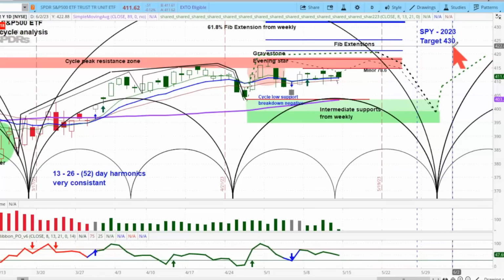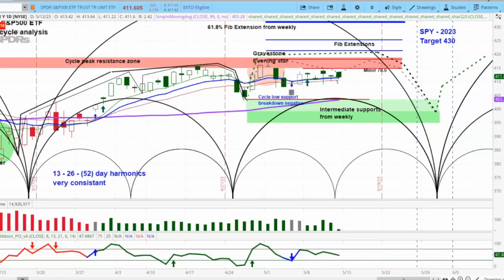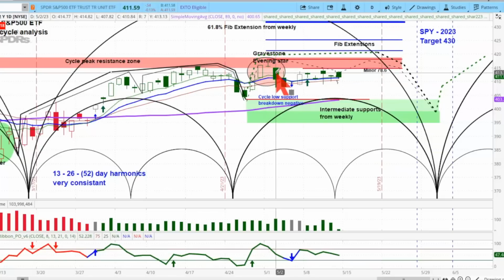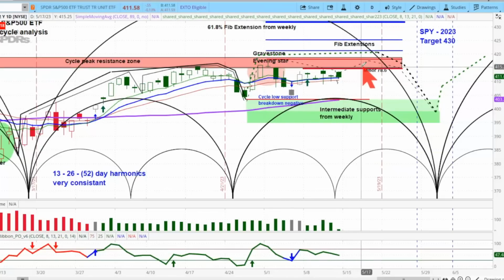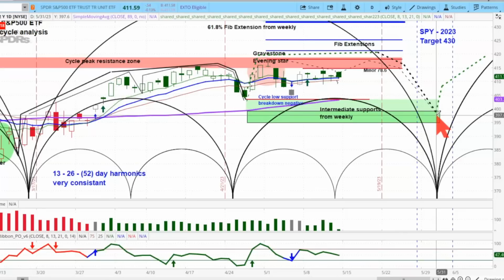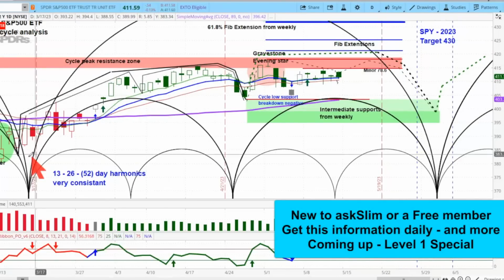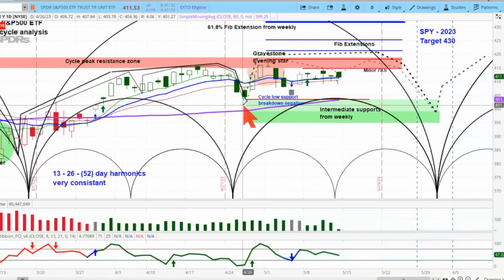Again, our 2023 target for the year that we put out at the beginning of the year was at 430. We thought this would be a year that would be, a good portion of the year would be positive with more risk later on. And here's these fib extensions right over here. Note the gravestone doji right there, which really set that peak. And I don't know that it's going to be able to get above that level here before it gets into a bigger decline right over there.